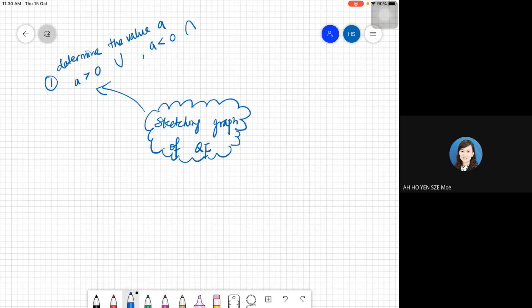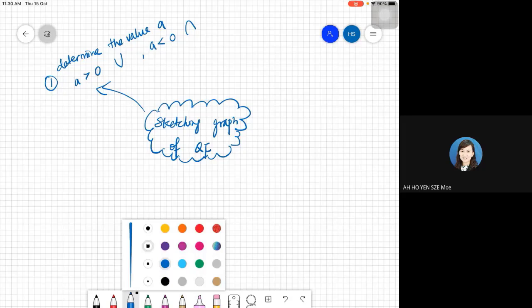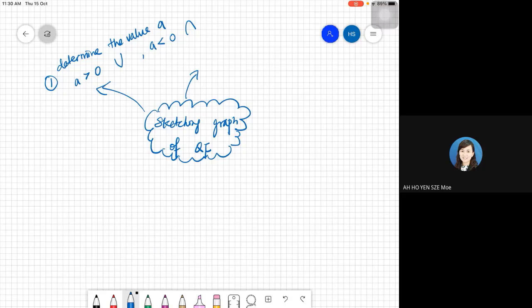Okay, second step. What you need to do is, anybody know the next step? What should you do for the next step when you want to sketch your graph? Anyone? Determine the what? Value of what? Find your value of b squared minus 4ac. Okay, determine the value.